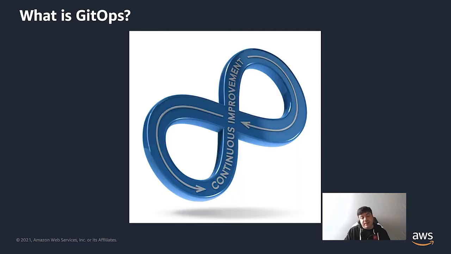GitOps is a set of practices that brings a DevOps culture to tasks that usually fall under the responsibilities of IT operations. The term was originally coined by Alexis Richardson in 2017, and when he used it, it was in reference to managing Kubernetes-based applications. Because of this and other specific characteristics of Kubernetes, the term has largely been synonymous with Kubernetes. But there is nothing inherent to GitOps that requires Kubernetes for GitOps to be practiced.